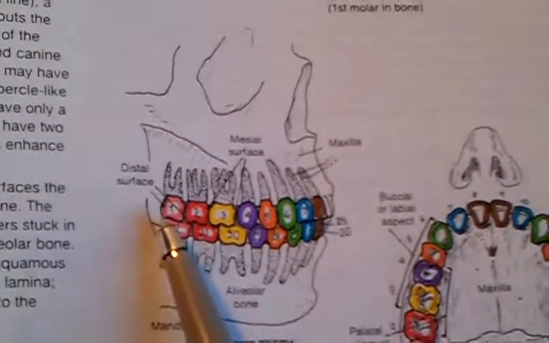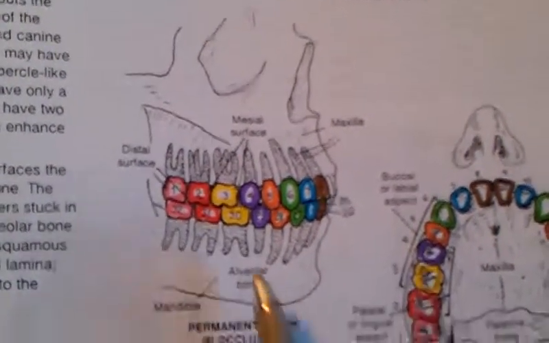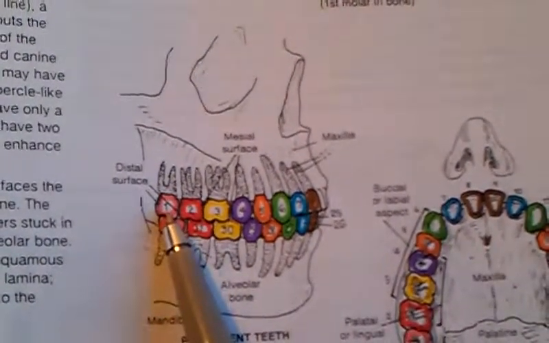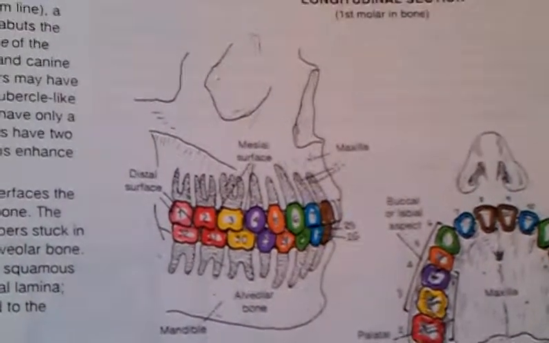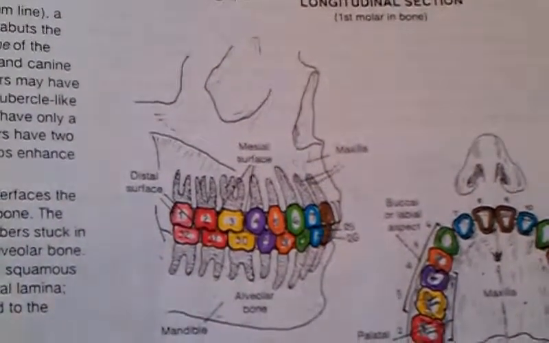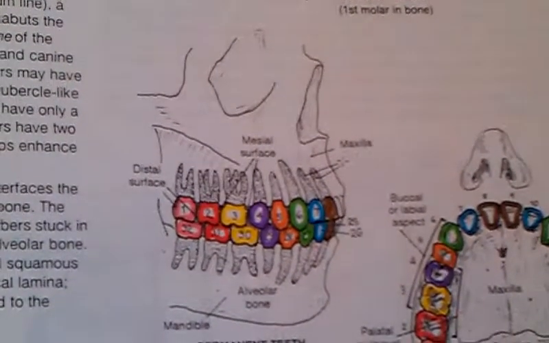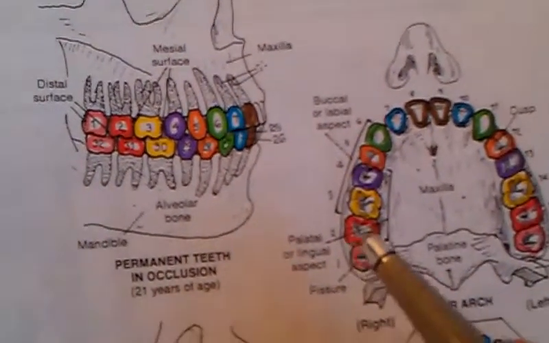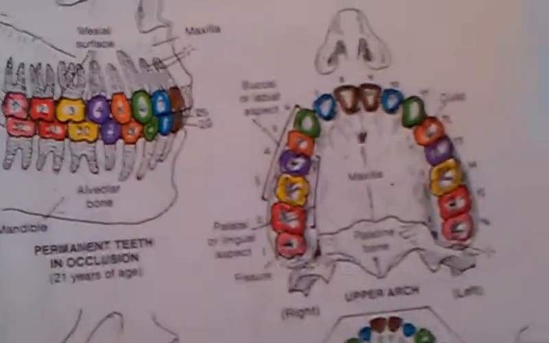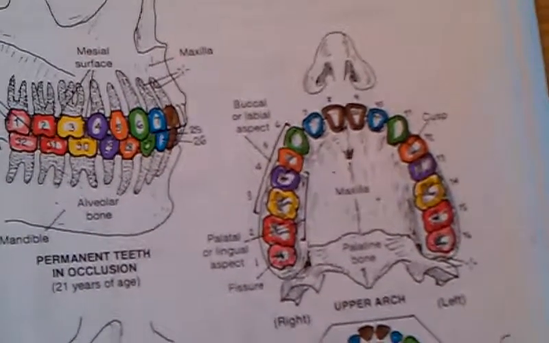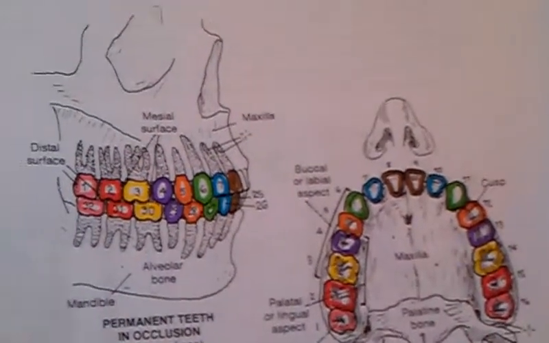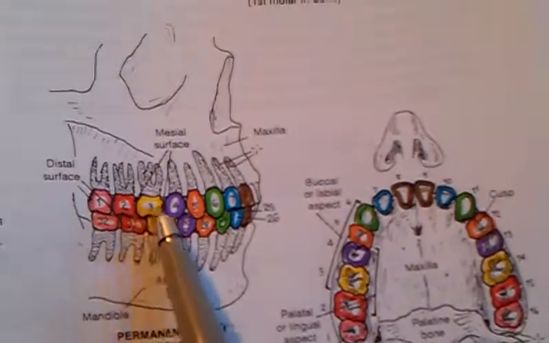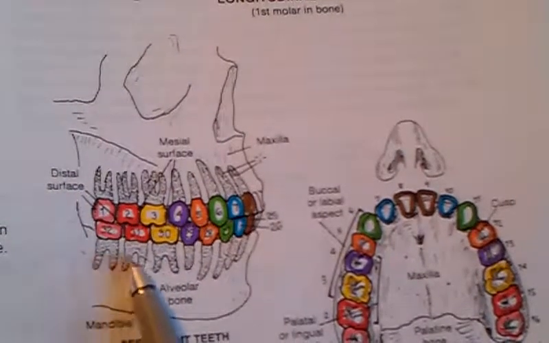Now the molars are the largest teeth, and the largest is the first one. You have first, second, and third. The third is the smallest of these 3. The crown has a large occlusal surface or biting surface with 4 or 5 cusps separated by fissures. So these are fissures. The upper first and second molars have 3 roots, and the other ones have 2.